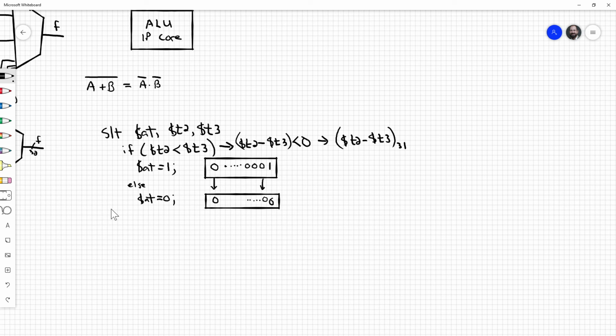We want to know if it's less than 0. That's what the sign bit tells us. Was the result less than 0 or not? We can use the sign bit for that. So take T2 minus T3 and check the sign bit for that.